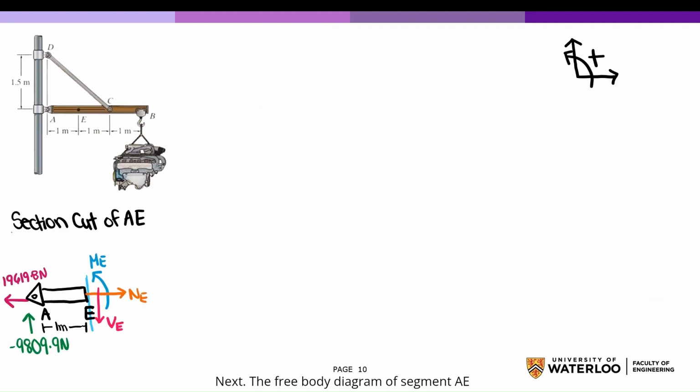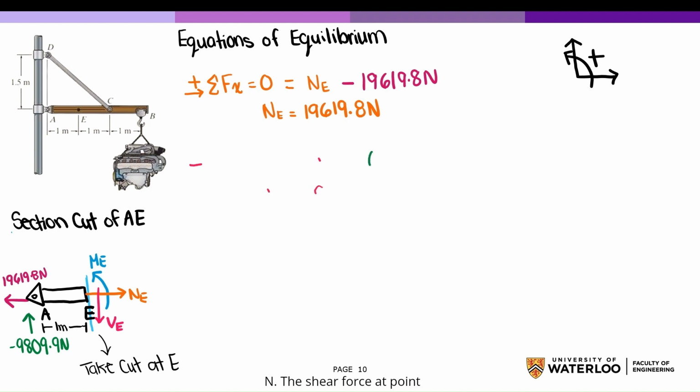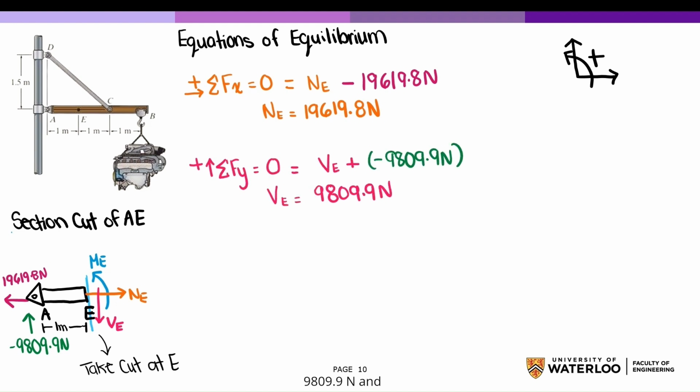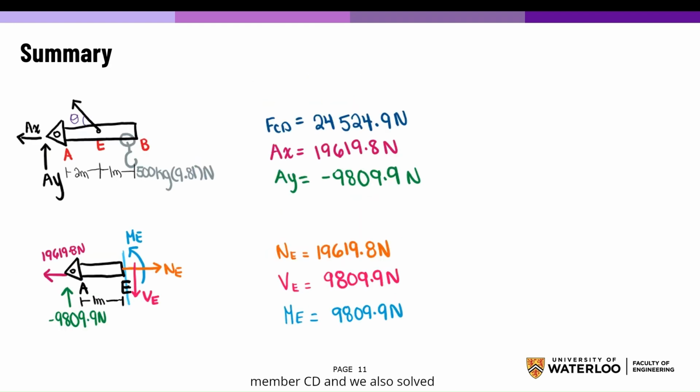Next, the free body diagram of segment AE is shown. So we're taking a section cut at E to expose the internal forces that act at point E. Using the equations of equilibrium, we can now solve for the normal force, the shear force, and the moment at point E. So the normal force at point E is equal to 19,619.8 newtons. The shear force at point E is equal to 9,809.9 newtons, and the moment at point E is equal to 9,809.9 newtons.